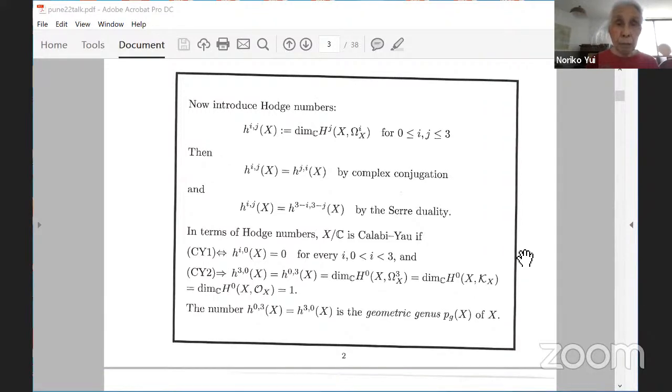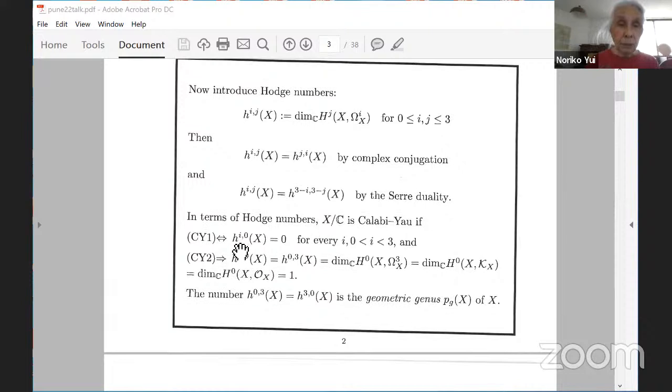So using this linear algebraic data, Calabi-Yau condition 1 says h^{10} and h^{20} are 0. Condition 2 is not really an equivalence, but it implies that h^{30}(X), called the geometric genus, which from the definition is the dimension of H^0(X, Omega_X^3), the canonical bundle being trivial, is 1. So the geometric genus is one.